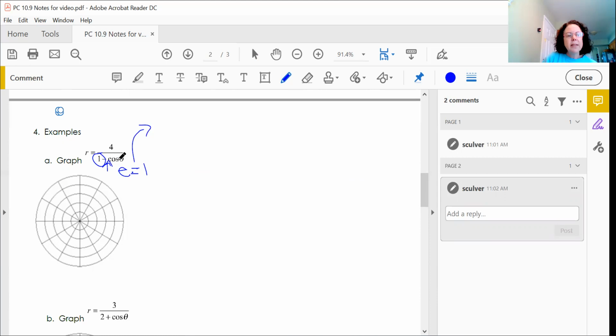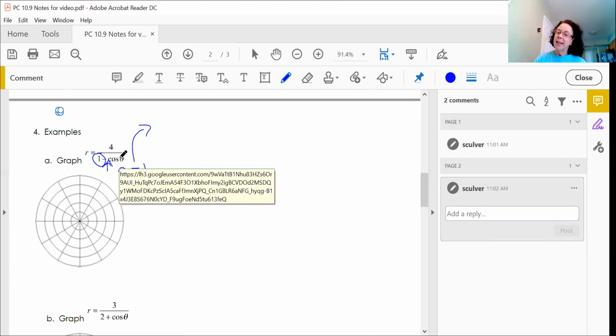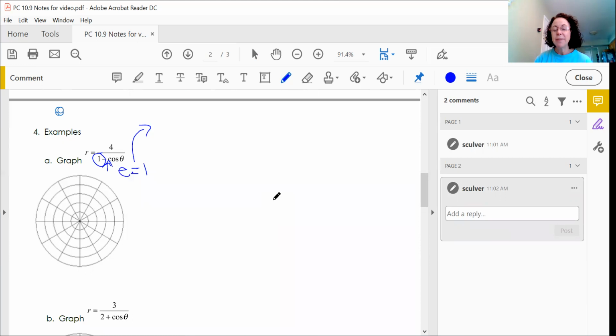So the e is next to cosine in the denominator. So e must be 1 because that is the coefficient in front of the cosine if there's not one listed. So awesome, this means we have a parabola, because it says on our sheet, if e is equal to 1, we have a parabola. Now we're going to need the directrix. So here's what I do. The directrix, I have to collect information about it. First of all, I have cosine, and so my directrix is vertical.